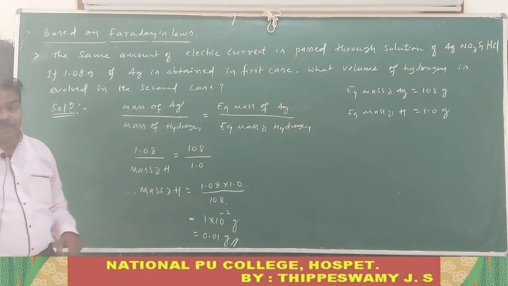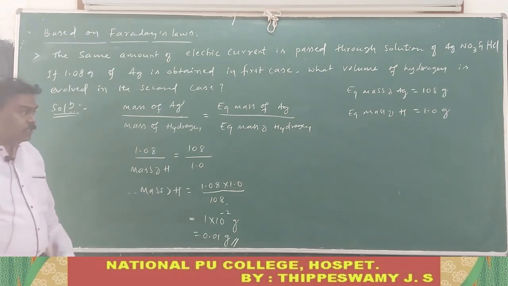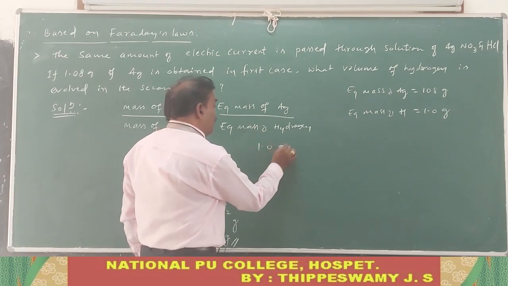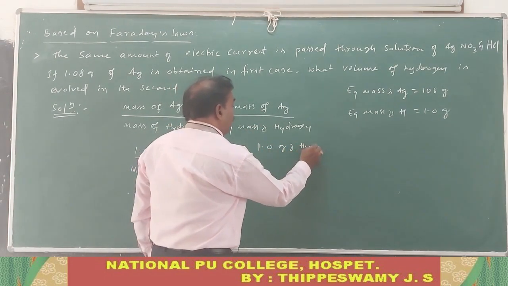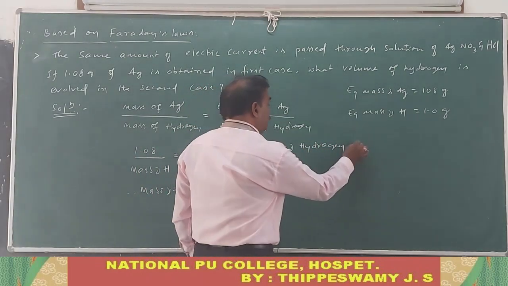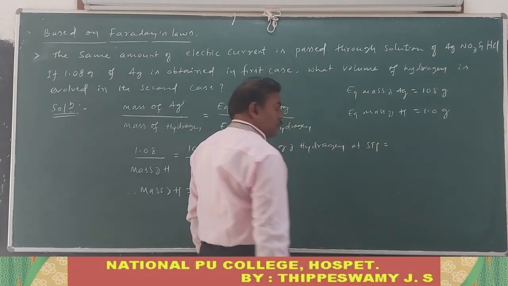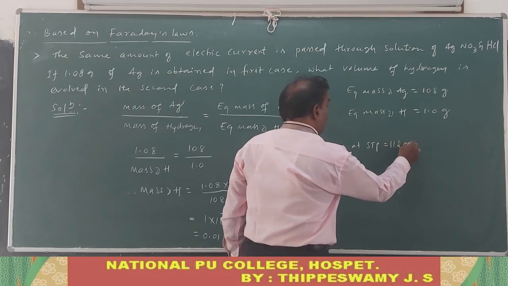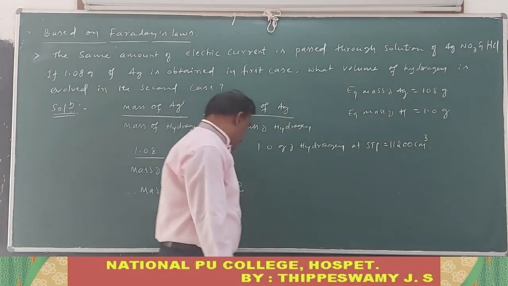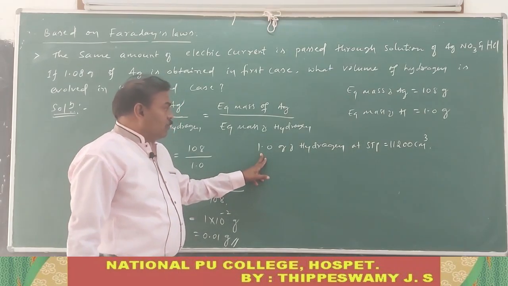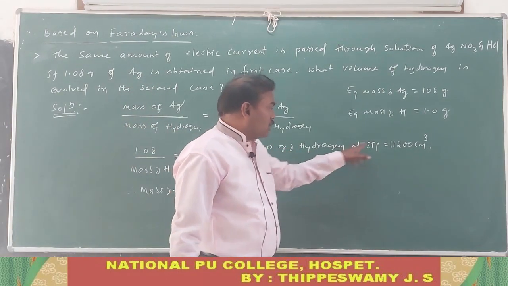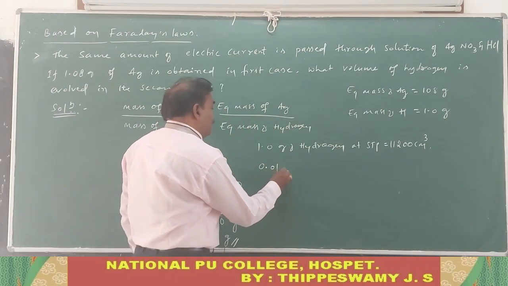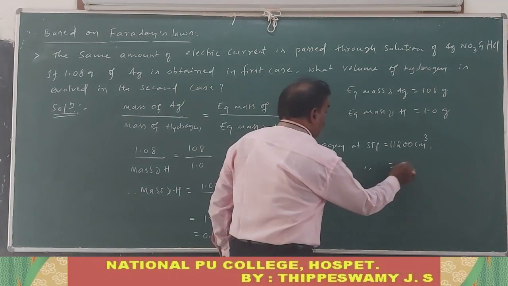But what is the question asked? What is the volume of hydrogen? Can you tell me the volume of hydrogen? We know that 1.0 gram of hydrogen at STP corresponds to how much volume? It is 11,200. It is the equivalent weight of hydrogen only. One equivalent weight of hydrogen occupies how much volume at STP? That is 11,200 cm cube only. Now here, 0.01 gram of hydrogen at STP occupies what volume?